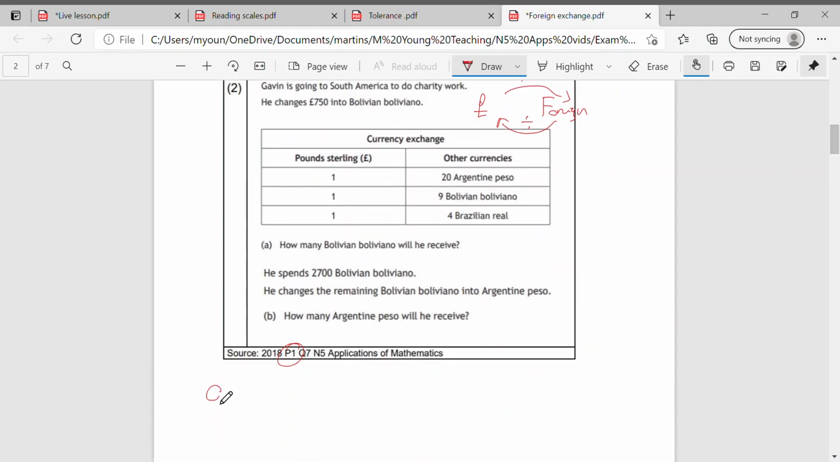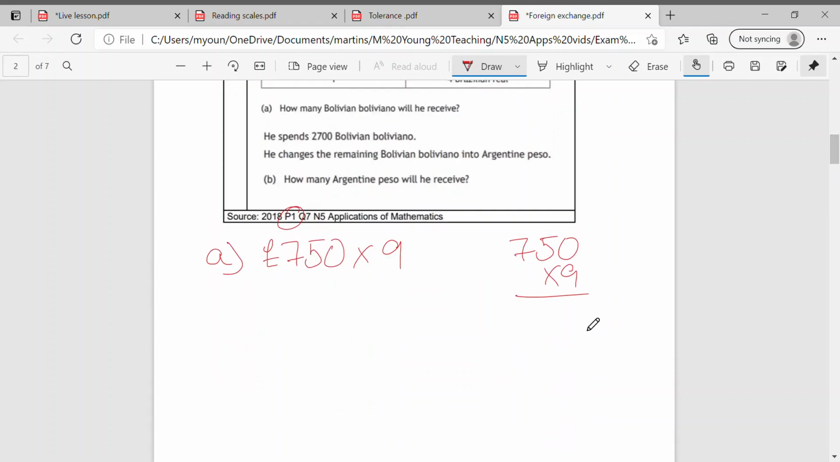So let's do part A. £750, change it to Boliviano, and it's pounds we're changing into a foreign currency, so we're timesing. So we're doing 750 timesing it by the exchange rate of 9. So you can do a wee sum at the side if you can't do that in your head. 9 times 5, 45, 9 times 7, 63, plus 4 is 67. So that there is our answer for that, and that's in Boliviano. So 6,750.